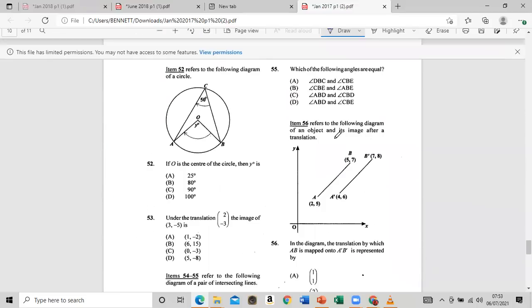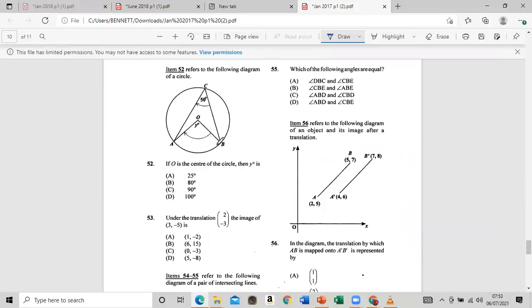Let's start out the work early, you know. 52 now. If O is the center of the circle, then y, remember the rule? Angle at the center is twice the angle at the circumference. So 2 times 50, that gives 100.